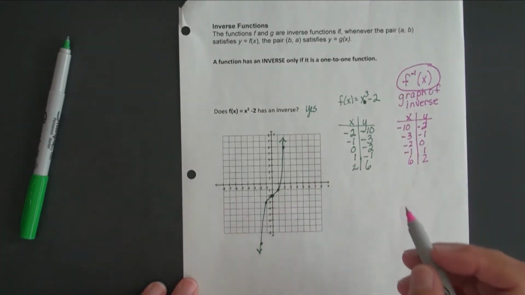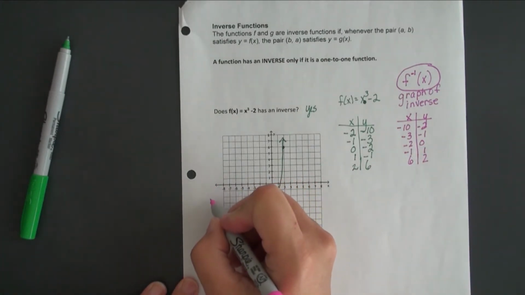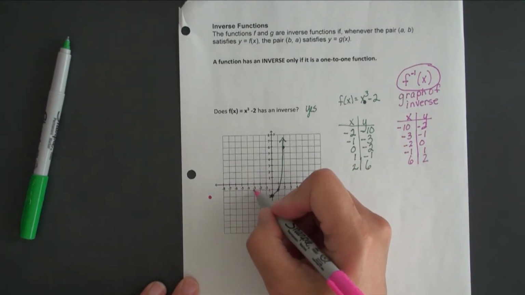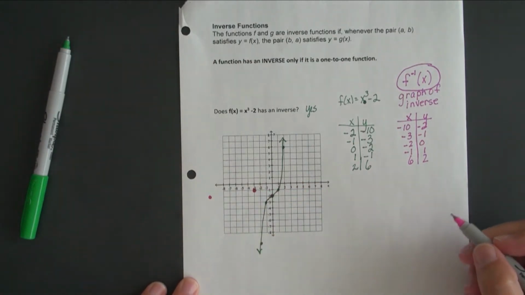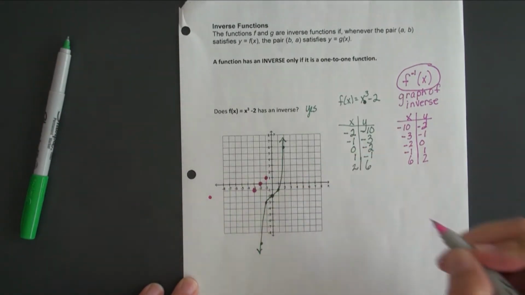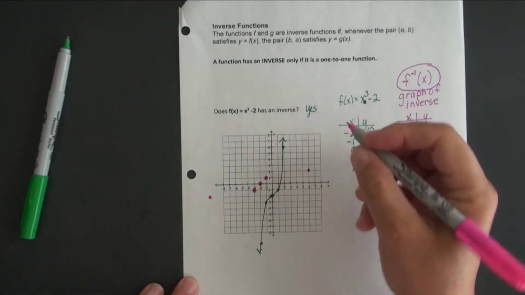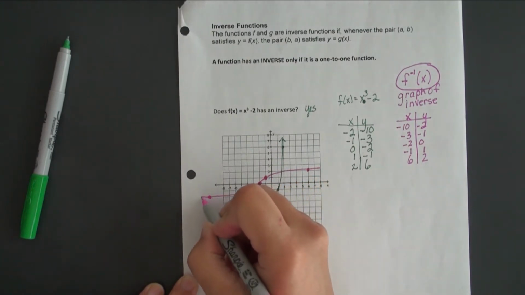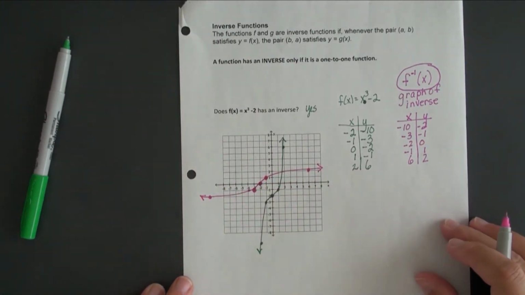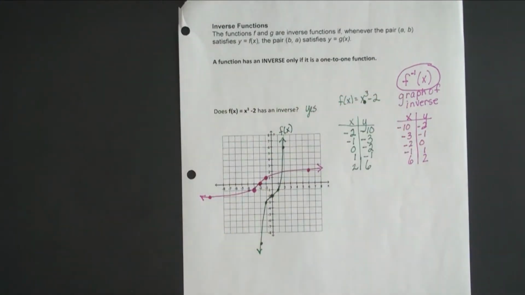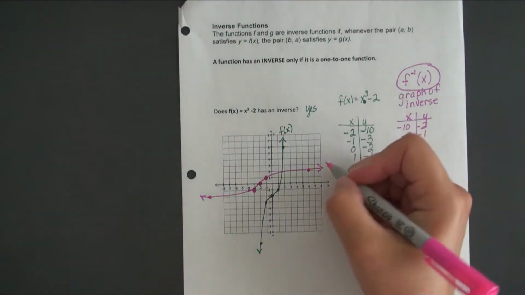So -10, -2 would be about right there. Then -3, -1, -2, 0, -1, 1, and 6, 2. And then we'll just kind of connect those. So our function that we started with is the green graph, and our inverse is the pink graph.